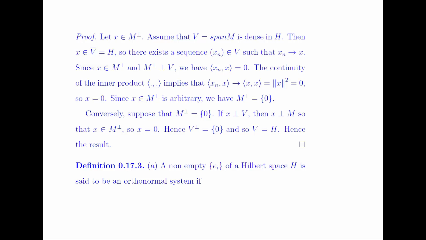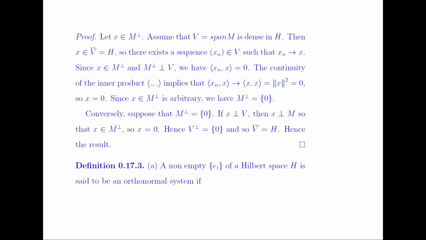Conversely, suppose that the orthogonal complement of M is equal to the zero vector, and x is perpendicular to V. Then x is perpendicular to M, so x belongs to the orthogonal complement of M. So x is equal to 0, and hence the orthogonal complement of V is equal to the zero vector, and so the closure of V is equal to H, and hence the result.